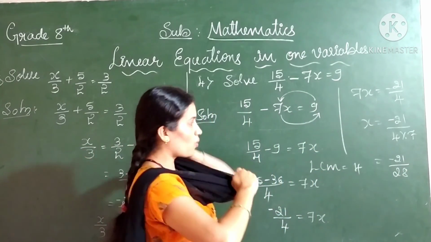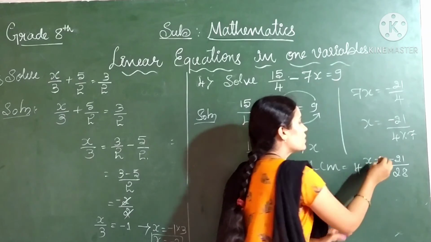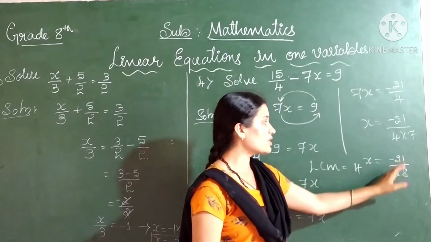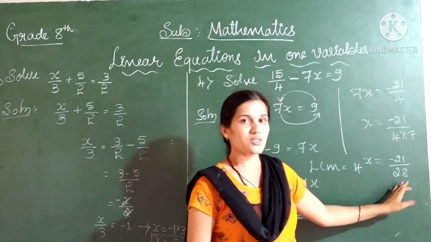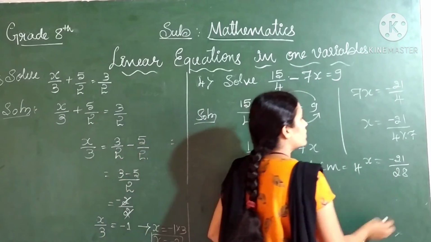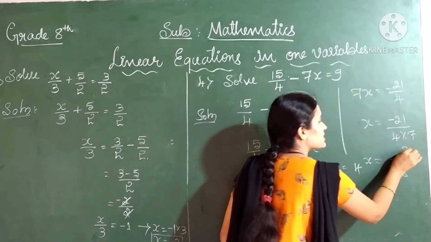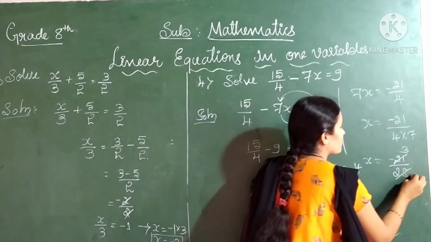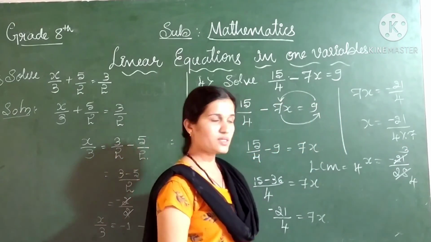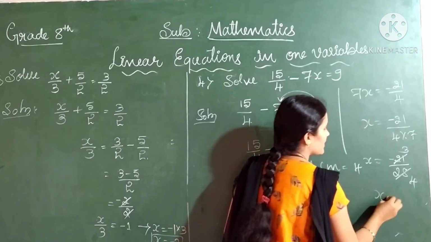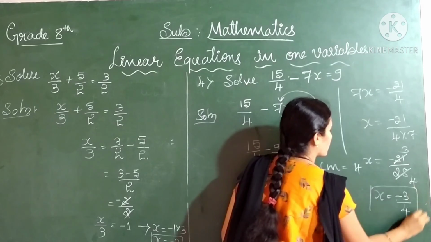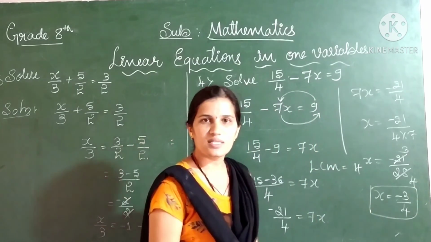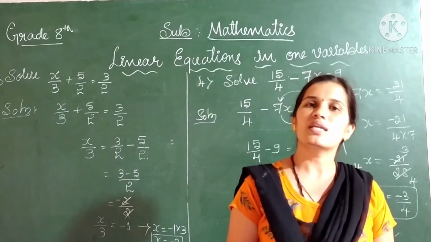Is it? Now we can make it simpler because 21 and 28, these two are multiples of 7. Is it? These two are multiples of 7. So 7 threes are 21, 7 fours are 28. Is it? So our answer is x is equal to minus 3 by 4. Is your answer? X is equal to minus 3 by 4.